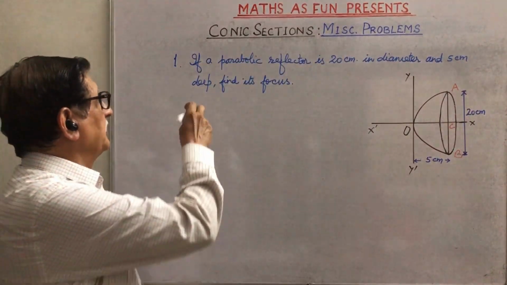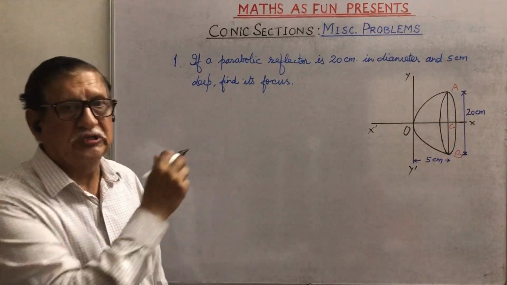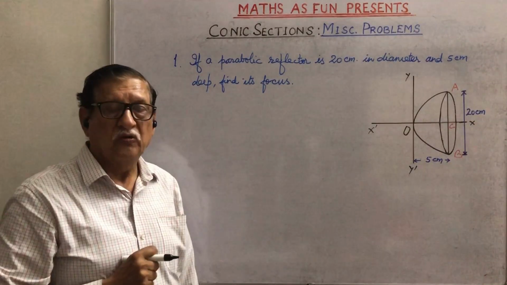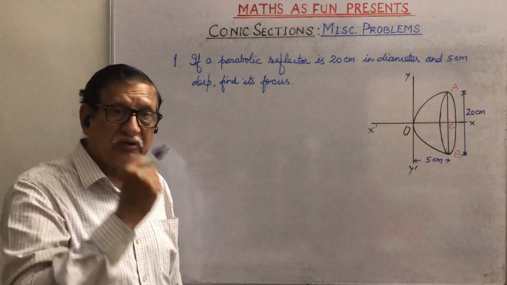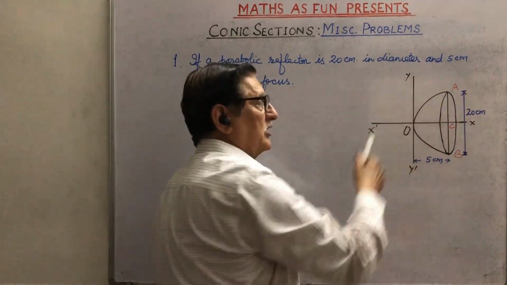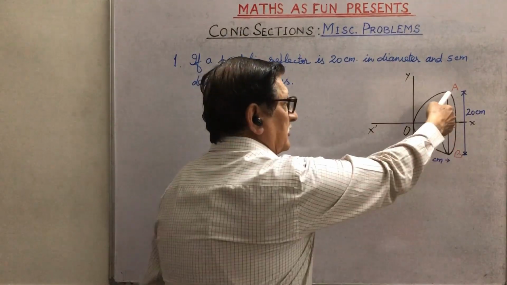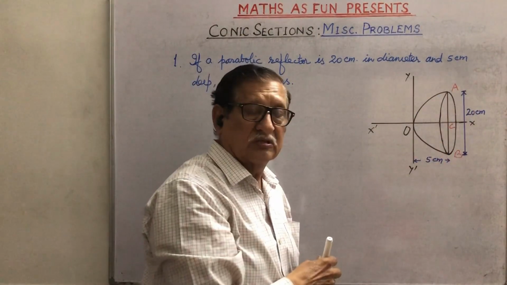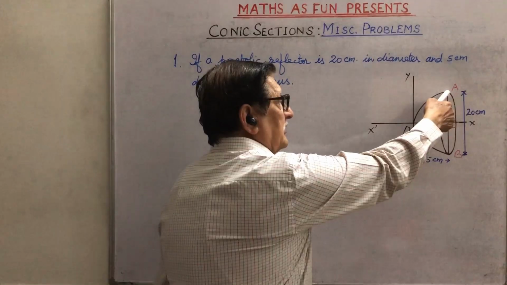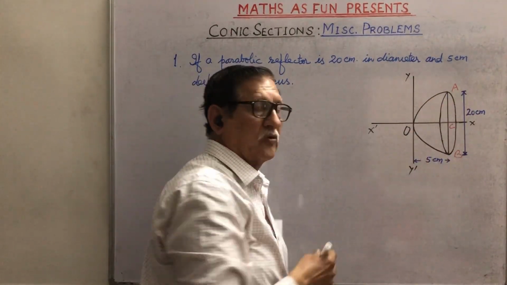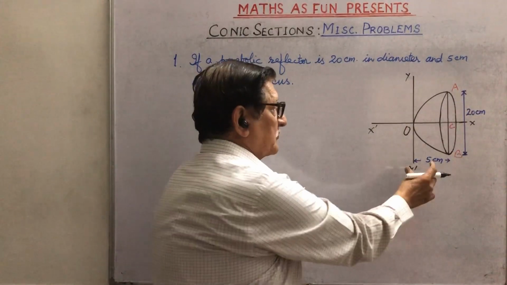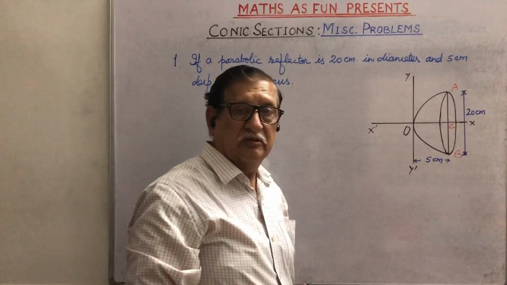So here the first problem is, if a parabolic reflector is 20 centimeter in diameter and 5 centimeter deep, find its focus. First of all, we have to understand the problem that there is a parabolic reflector. We can draw a parabola in the standard form. Diameter means this is the part which is circular, the front part of the reflector, and here we find that this is the diameter, AB is the diameter of it. That is 20 centimeter. The depth, that will be OC is 5 centimeter.